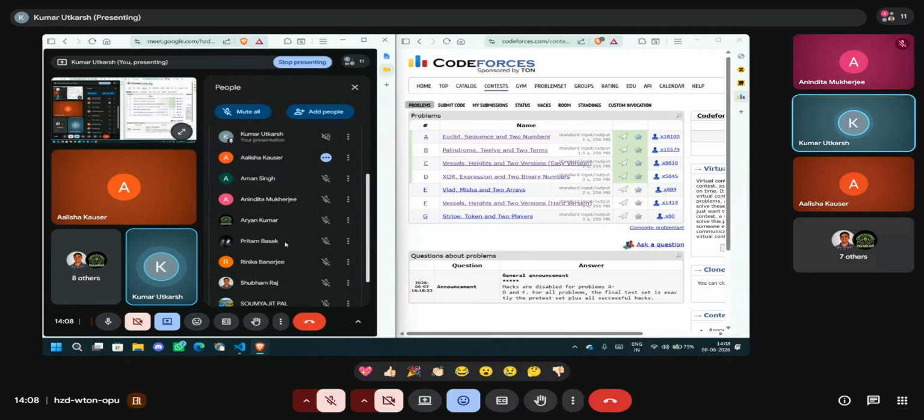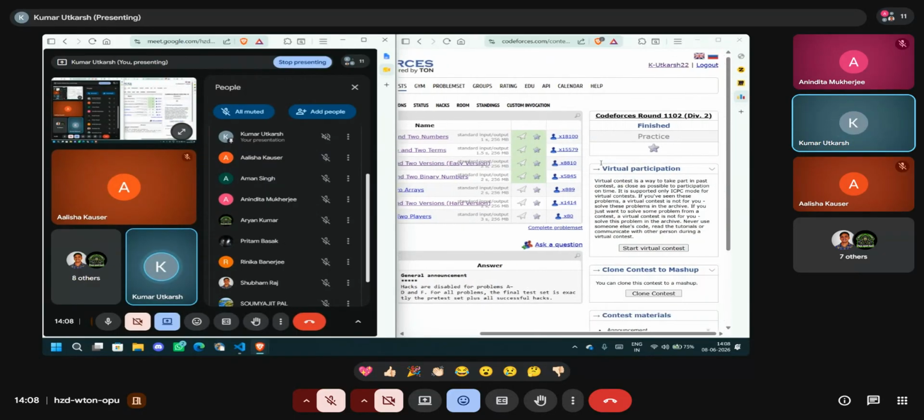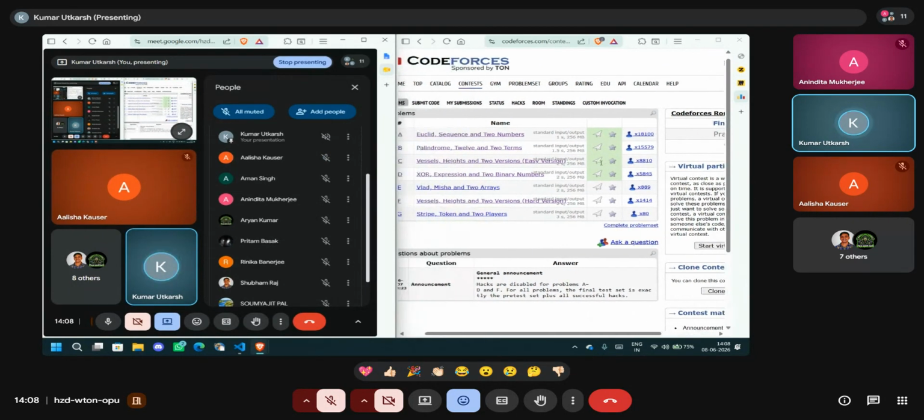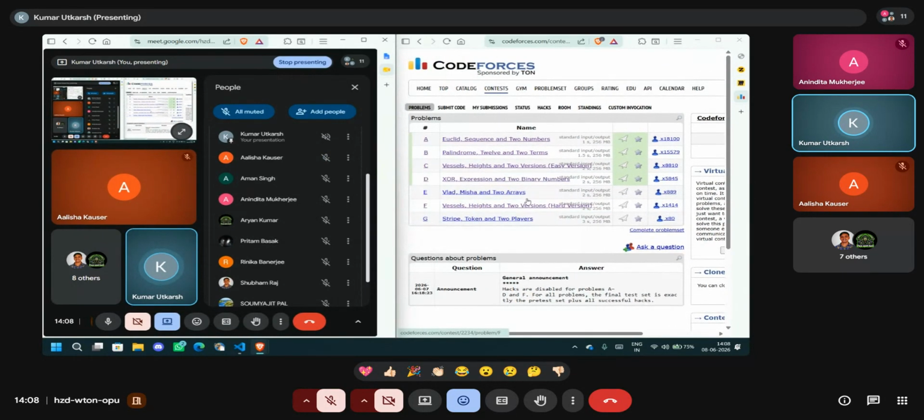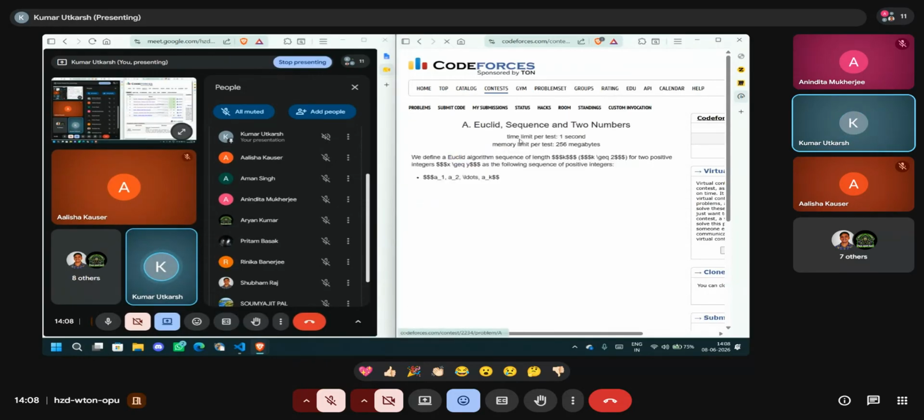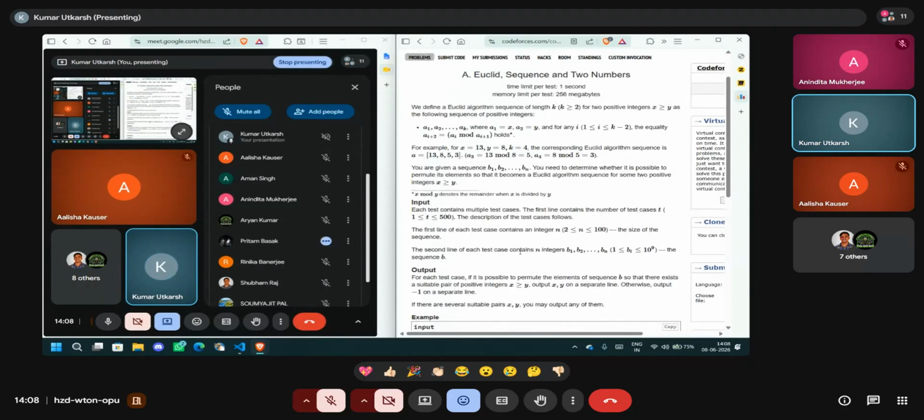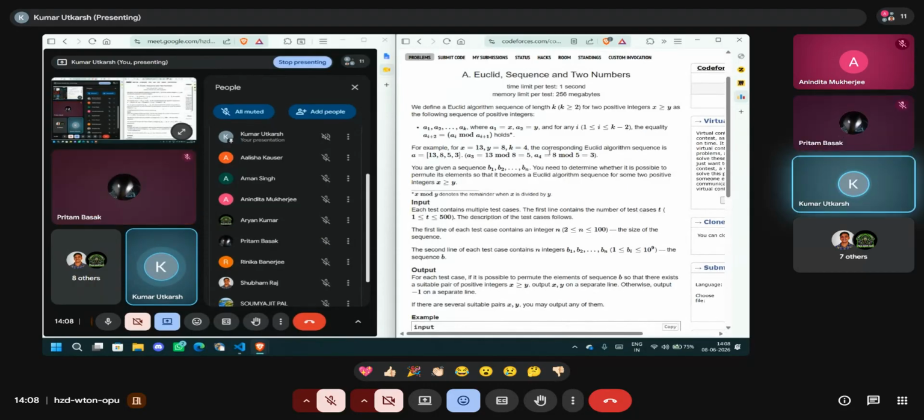So we will be discussing today Codeforces Round 1102 Div 2, right? Both of you said you were able to solve two or three, so I guess the first two won't be a problem to discuss. Still, let's start with the first question. I guess both of you had read the question, right? Yes. Let me read it out for you.